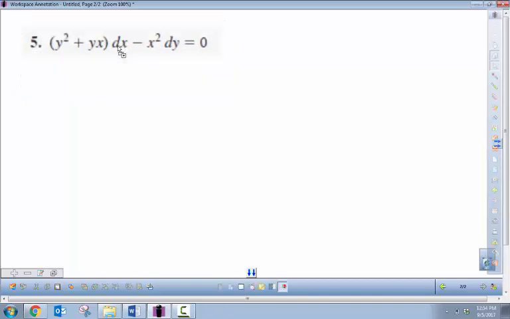So if we look at that, we could check if it's exact. It probably is not. Take the derivative of this thing with respect to y. The first one with respect to y, it's 2y plus 1. The derivative of this with respect to x is 2x, and they're not equal. So it's not exact. So let's check if it's homogeneous.